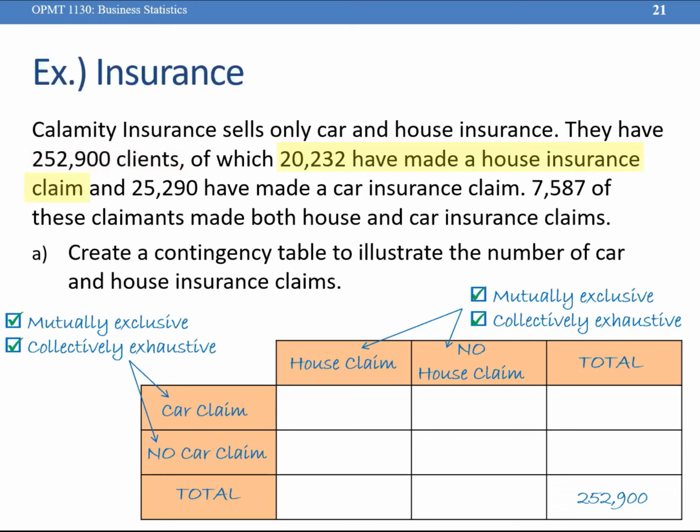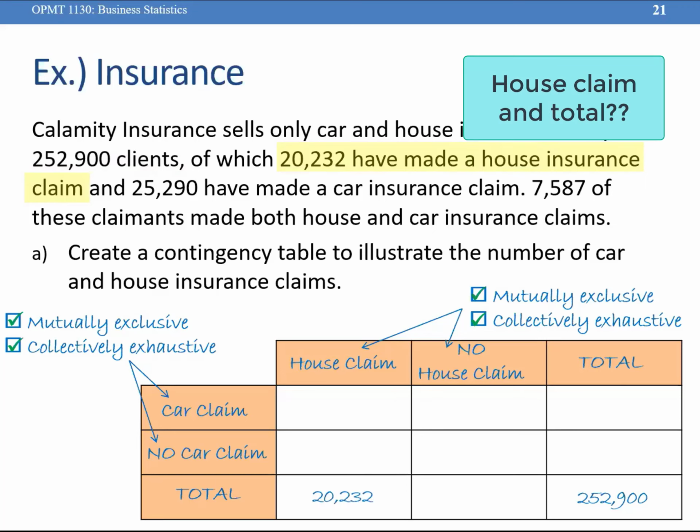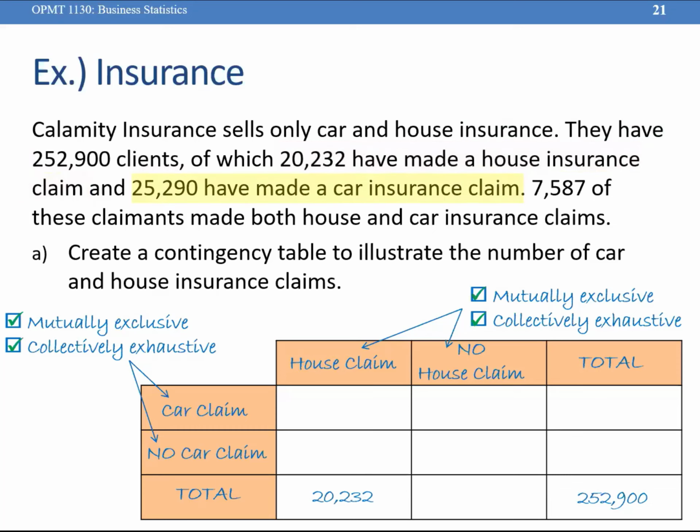Now the next piece of information we have, make sure you're putting this in your spreadsheet while we go, is 20,232 have made a house insurance claim. So where would that go? That's right. That's a total number. This is not a joint probability. It's not both car claim and house claim. It's just those that made house claims. 20,232 in total. Similarly, 25,290 in total have made car insurance claims. So that's going to go at the end of the row for car claims.